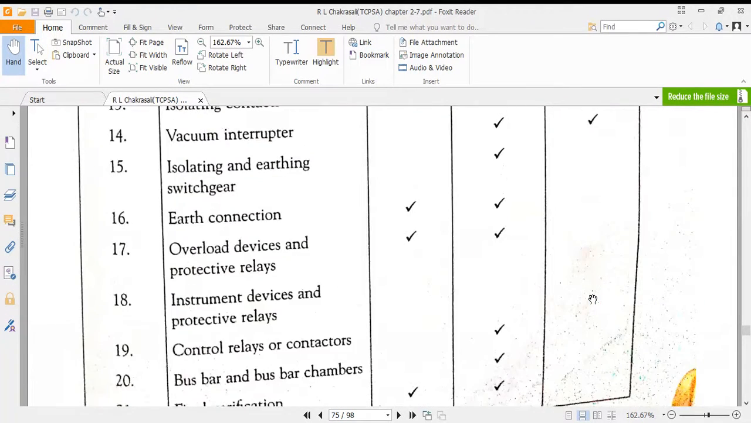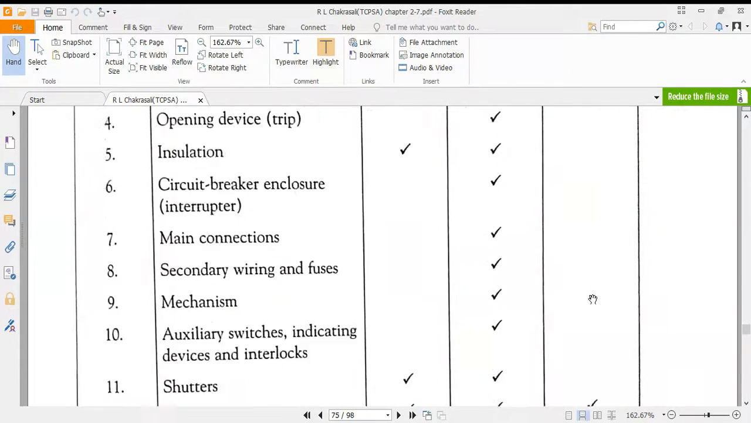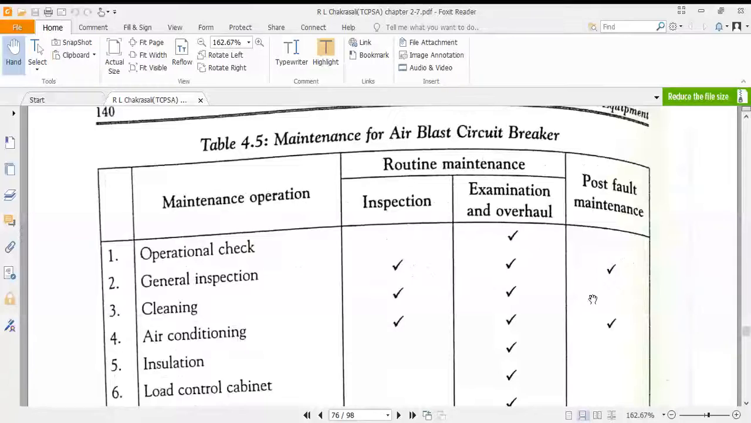This is for vacuum circuit breaker maintenance. Then coming to air blast circuit breaker. Again, we can see similarity. You can make a complete table.